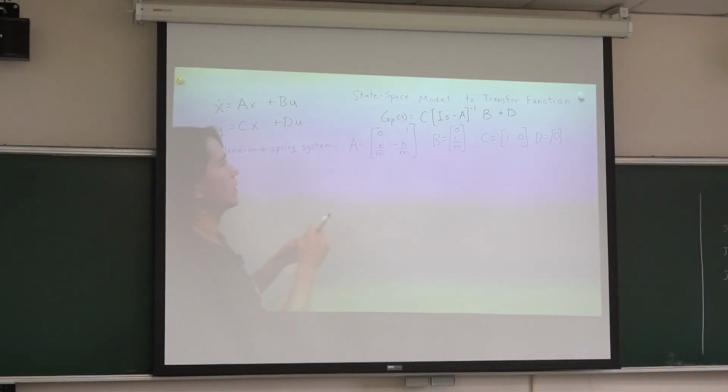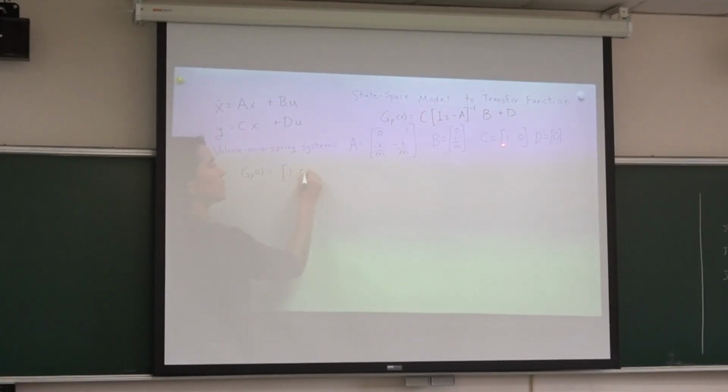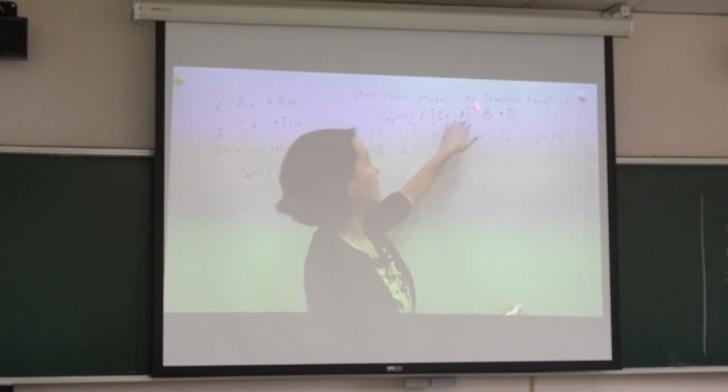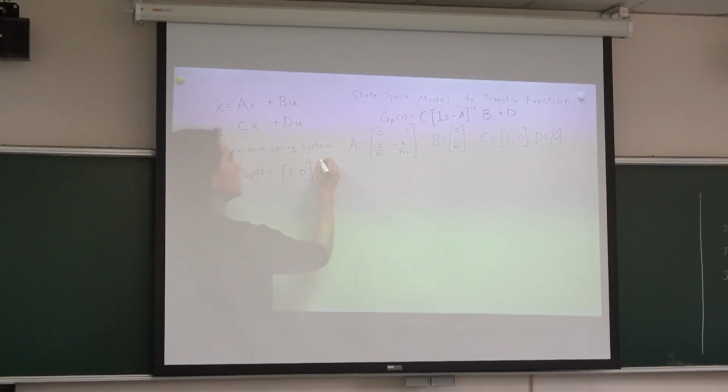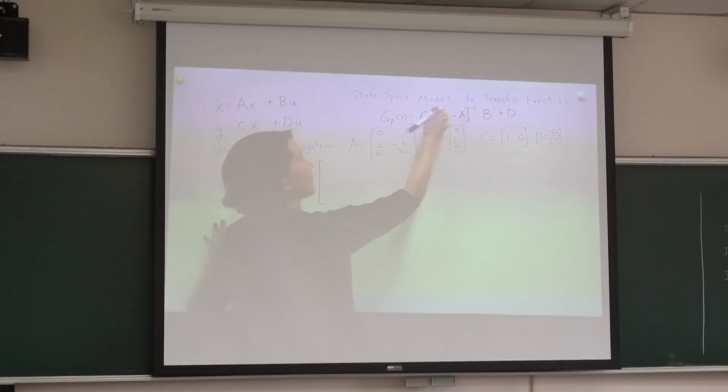Okay, so let's start by just writing everything out. So GP of S is going to be equal to C, C was 1, 0. And then X1, the identity, is I, S minus A, and we're going to take the inverse of that. So we'll start with writing this out. So it would be S minus 0.